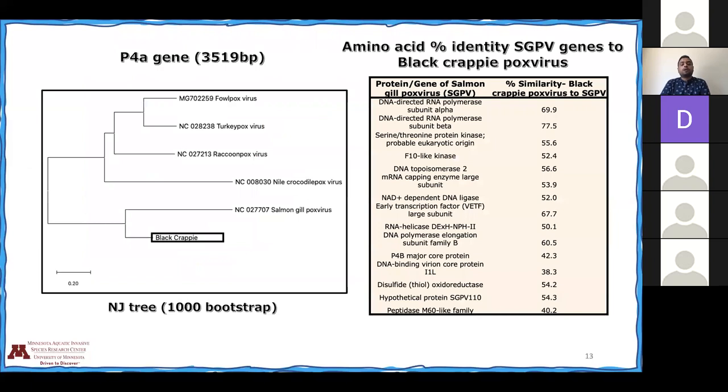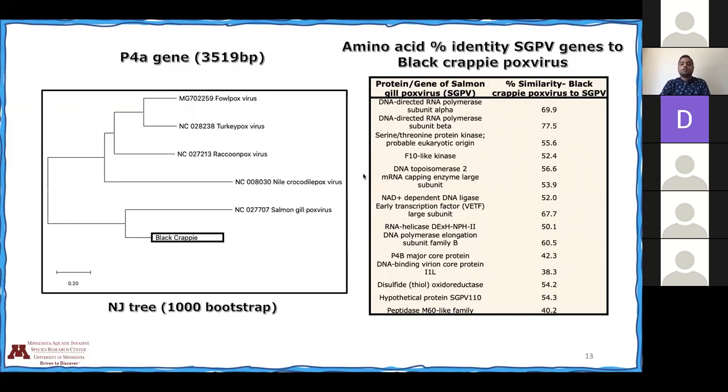So again, we tried to see how divergent this pox virus is based on the core protein gene in the pox virus, P4A, which is also used in some research as a conserved gene to see the evolutionary pattern of a particular pox virus. So here you can see only this black crappie virus is showing similarity to the salmon gill pox virus, which is the only reported pox virus till now.